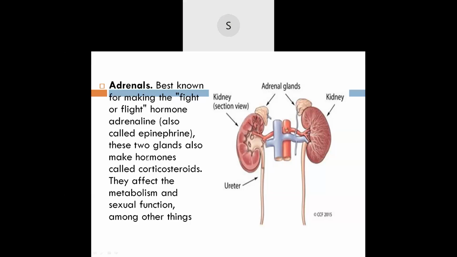Best known for making the fight or flight hormones, adrenaline, also called epinephrine. These two glands also make hormones called corticosteroids. They affect the metabolism and sexual function, among other things. Okay, what did you understand? The adrenal glands make the fight or flight hormones, adrenaline, also called epinephrine. And these two glands make hormones called corticosteroids, and they affect the metabolism and sexual function, among other things.